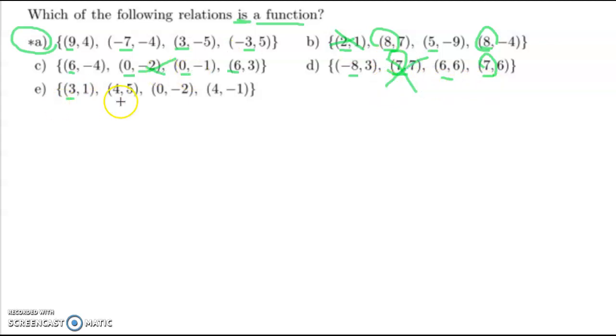And last but not least, we have a 3, a 4, a 0, and a 4. Well, this 4 goes to a -1. This 4 goes to a 5, 1-to-2 correspondence, not a function. And that's why A is your answer.